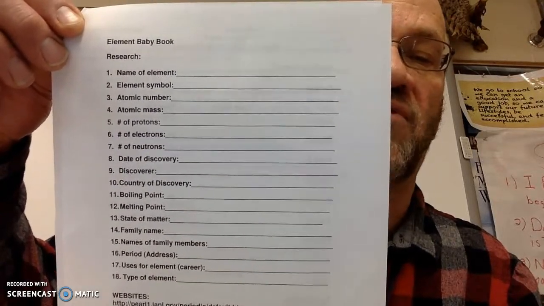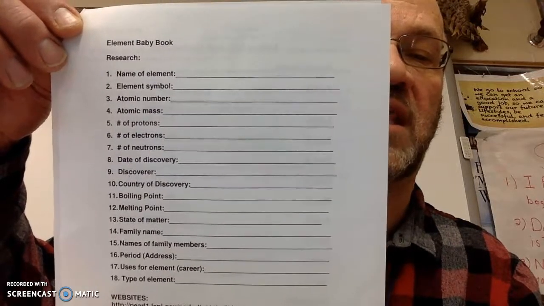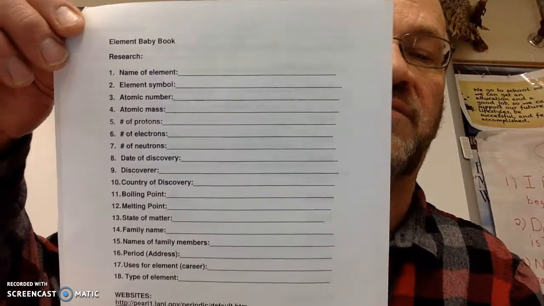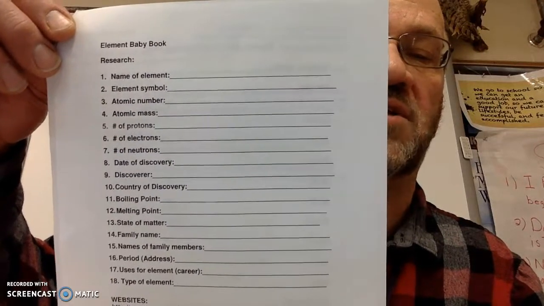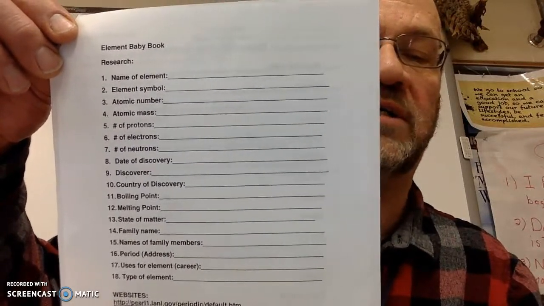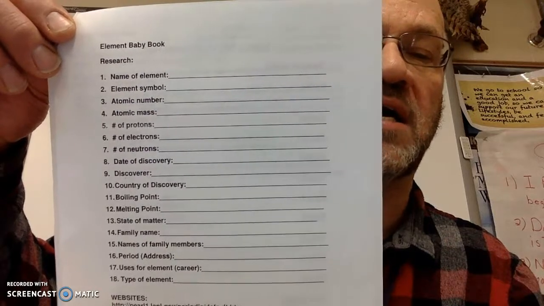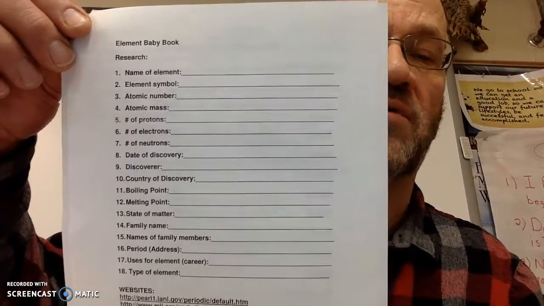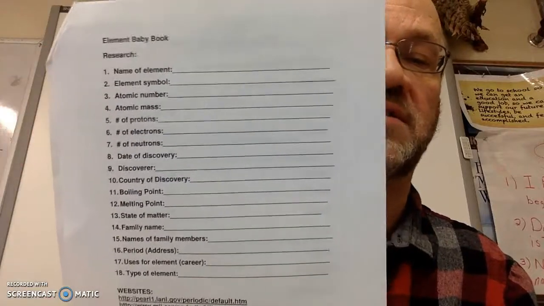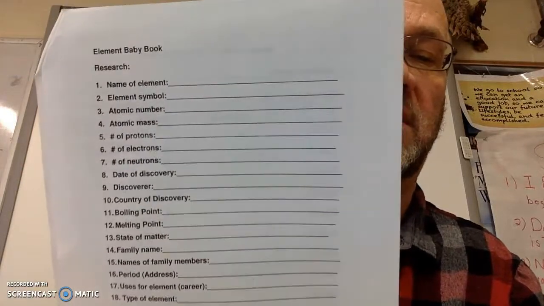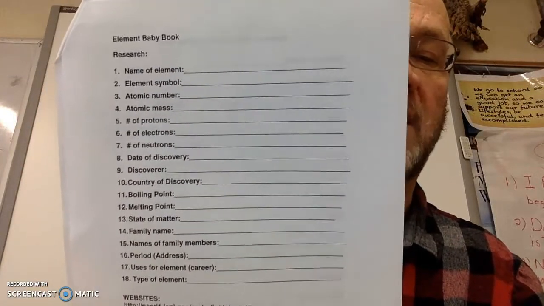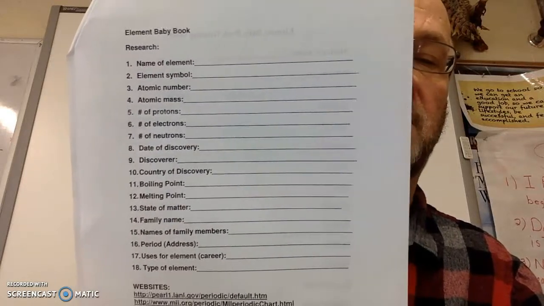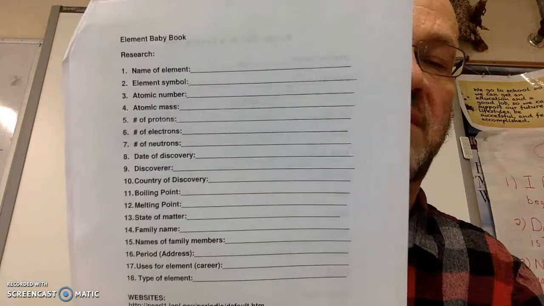When you get down to number 14 and 18, they are the same. That is showing you what type of element it is, which could be noble gas or alkaline metal, a non-metal, or whatever it might be. So that's what you do for number 14 and 18. Where do you find that? If you don't find it on chemicool.com, you can go to any particular periodic table on the internet.